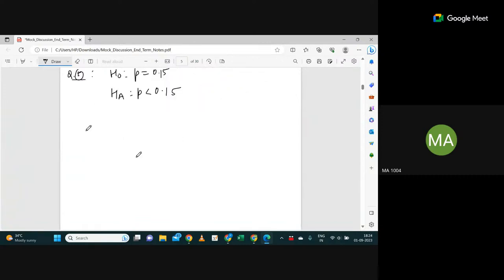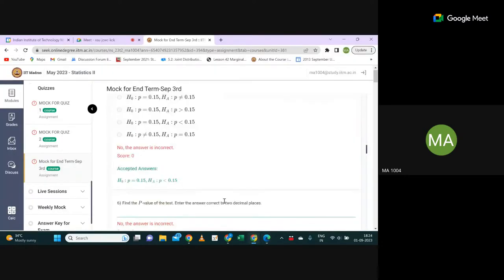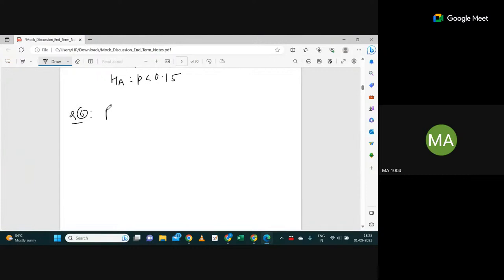Now, come to question number 6. What question number 6 says, we have to find out the P value of the test. Okay, so what is the P value before going to solve it? Anyone can tell me what is the P value? The minimum significance level where we are going to reject our null hypothesis. So it's simply nothing but the probability of rejecting null when null is true, right? Yes, sir. The P value should be compared with the test statistic value. Reject H naught when H naught is true. Okay. So when will I reject H naught here?